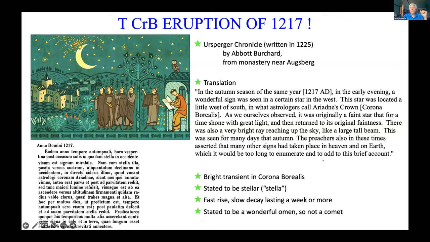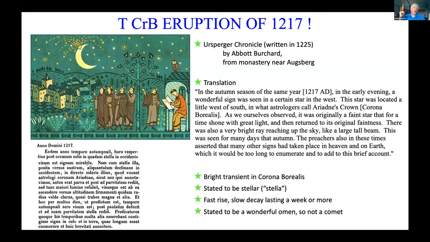It shone to a great light and then returned to its original faintness, and the return had to have been over a little less than a month, given the position in the sky. So for him to have discovered this and recorded it, it has to be a transient that got to first or second magnitude or brighter. And we have a bright transient in Corona Borealis that got up to first or second magnitude. And there are a few things in the sky that can do this. So we can make an exhaustive list of them.